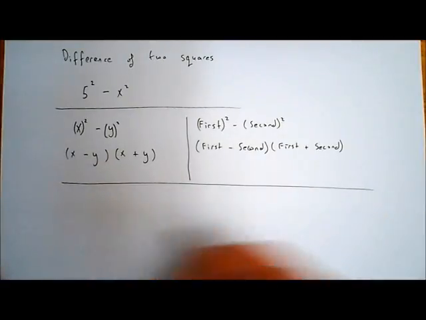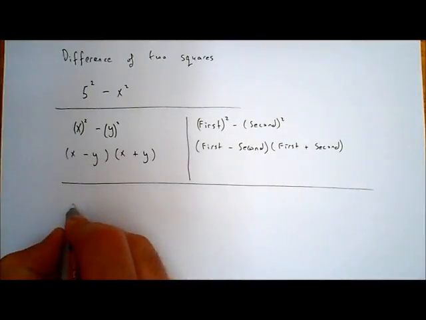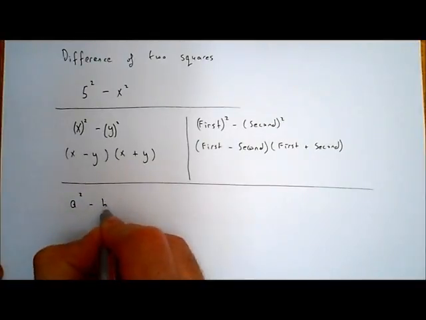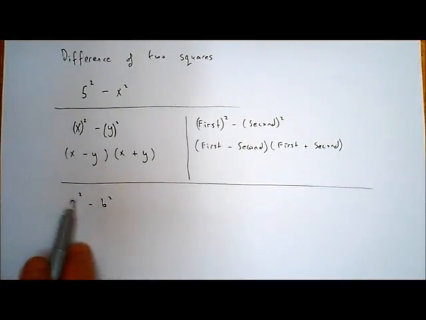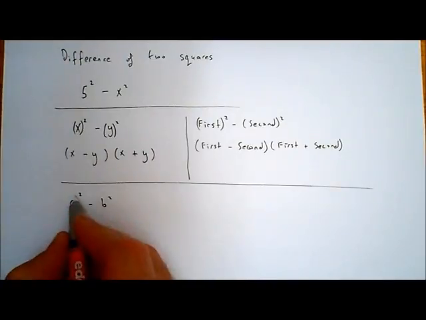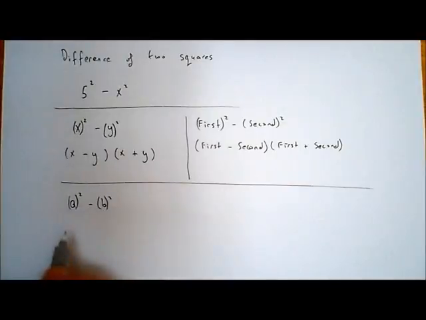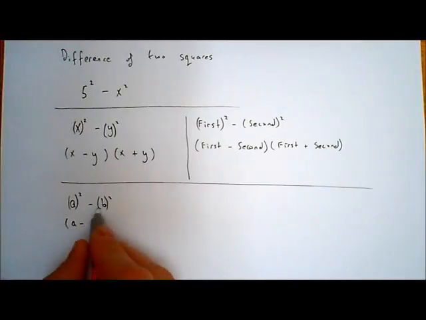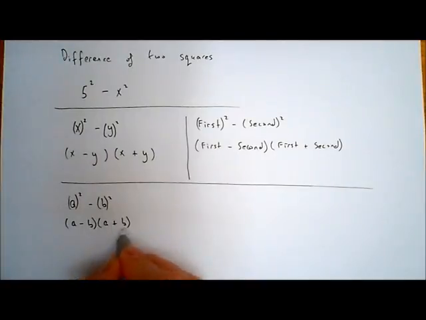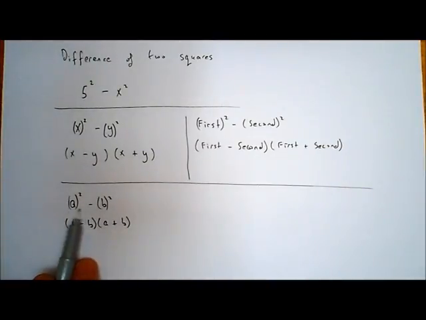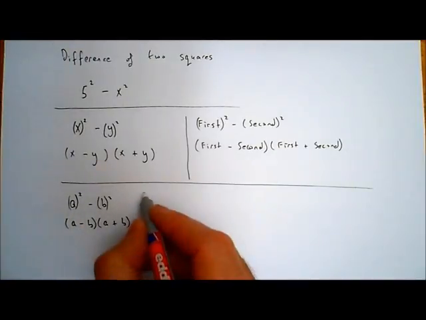So let's look at a few other examples. Say I had a squared minus b squared. I can see it is the difference of two squares because it is something squared minus something else squared. I'm just going to put these in brackets. The first thing squared is a, and the second thing squared is b. So to factorize that, it's the first, which is a, minus the second, which is b, multiplied by the first, which is a, plus the second, which is b. I've taken this difference of two squares and written it as a product.